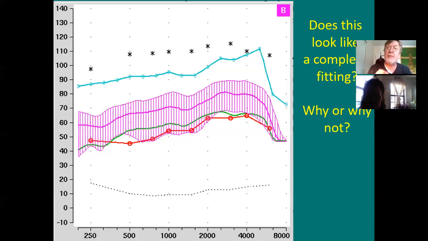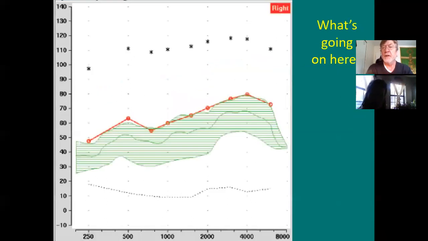And that's what they mean by speech mapping. I am mapping the speech. I can see what the client is hearing for soft inputs, average inputs, and loud inputs. Now, what's going on here? Look at this thing.